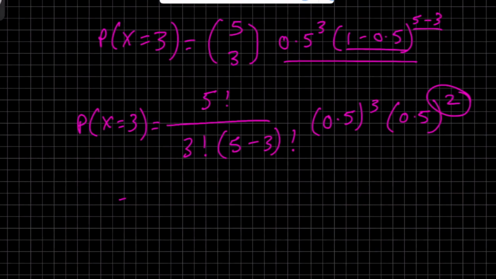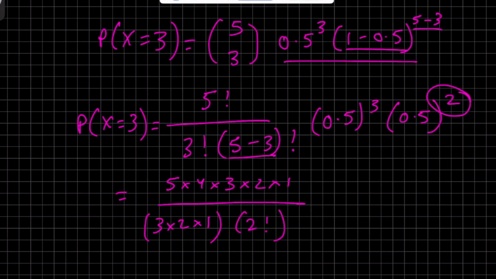Okay, so 5 factorial can be written as 5 times 4 times 3 times 2 times 1. Our 3 factorial can be written as 3 times 2 times 1. And 5 minus 3 equals 2, so our 2 factorial can be written as 2 times 1. Okay, over here we can see that these 3's cancel out, these 2's cancel out, and these 1's cancel out.